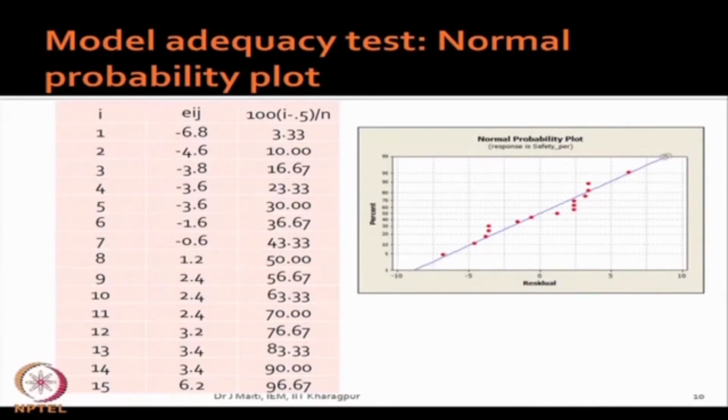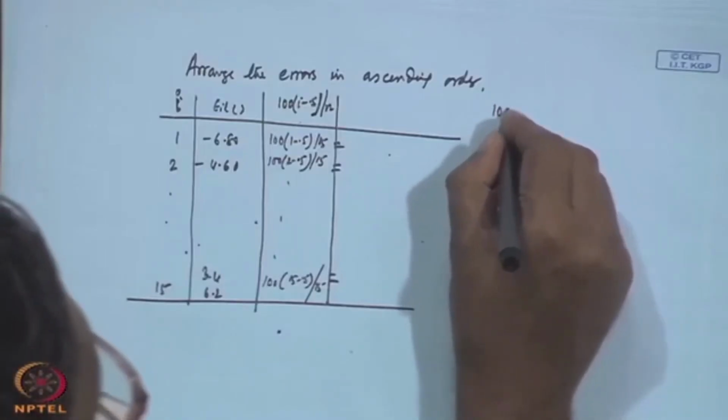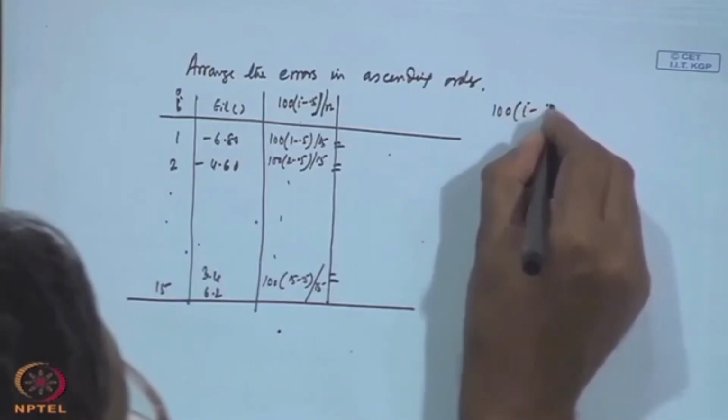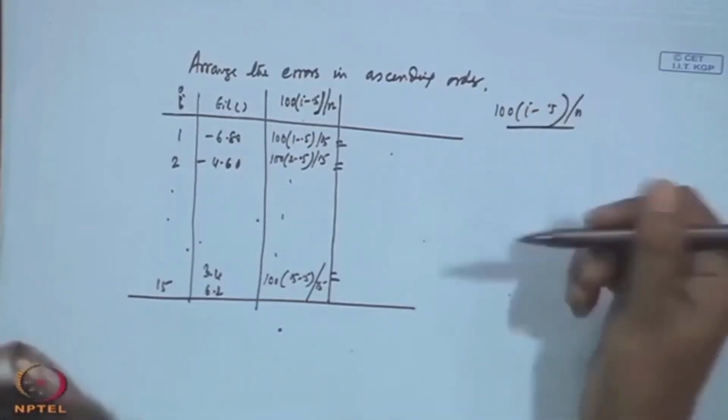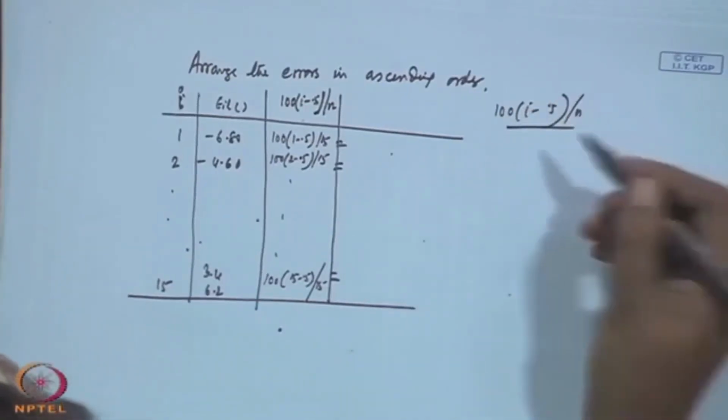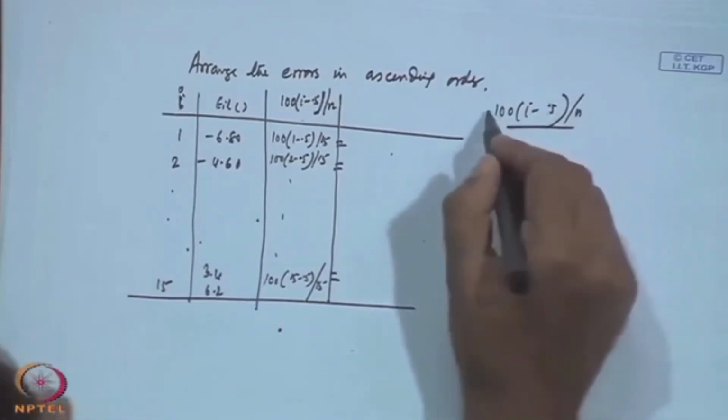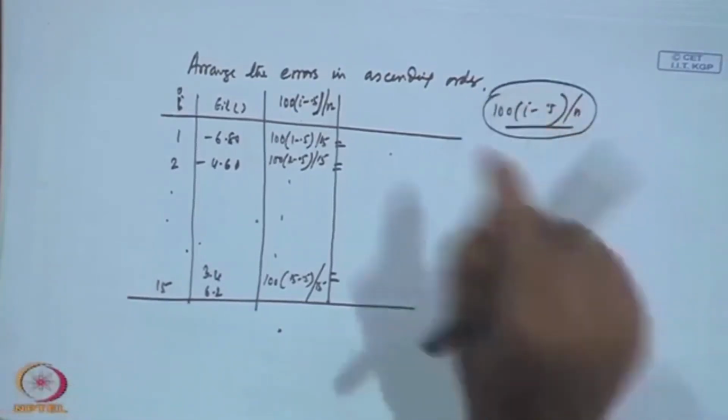Once you get like this, then you draw a straight line. If you get a good straight line, in the sense that the different error points do not differ much from the straight line, we can say that the normality assumption is valid. Okay. Now, you may not be interested in using this 100 into (i minus 0.5) by n. You may go for some other formulation; different people have different ones, but this is the widely used one, and we are using this.